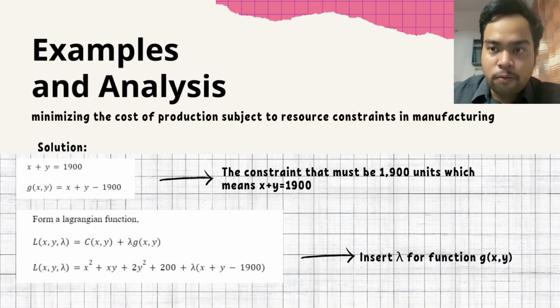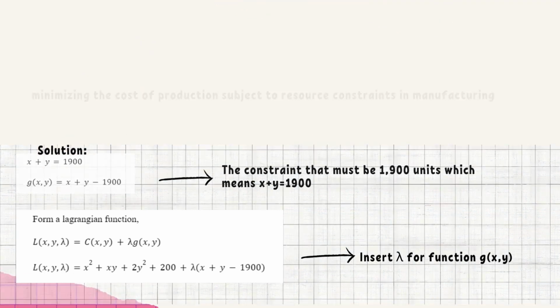First things first, we need to know that the constraint must be 1,900 units, which means x plus y equals 1,900. Then we can form another equation, which is g(x,y) equals x plus y minus 1,900. Then we can form a Lagrangian function, which is L(x,y,lambda) equals x squared plus xy plus 2y squared plus 200 plus lambda times (x plus y minus 1,900).